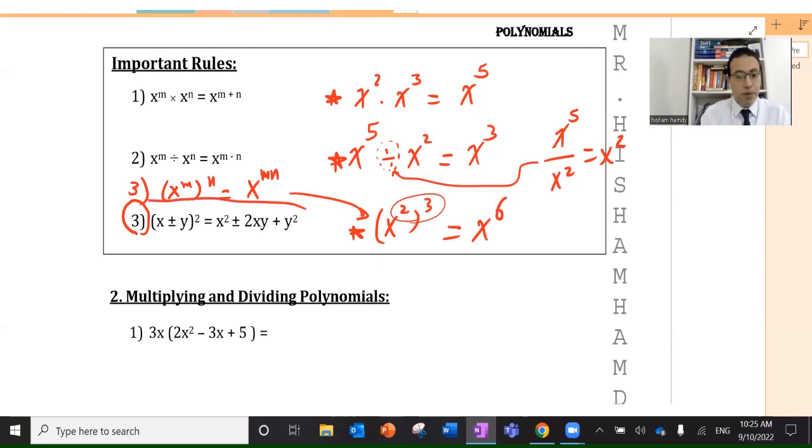Now, it's very important to know how to expand a bracket to the power of 2. If you don't know how to use this method, you can write it as x plus 2 multiplied by x plus 2.